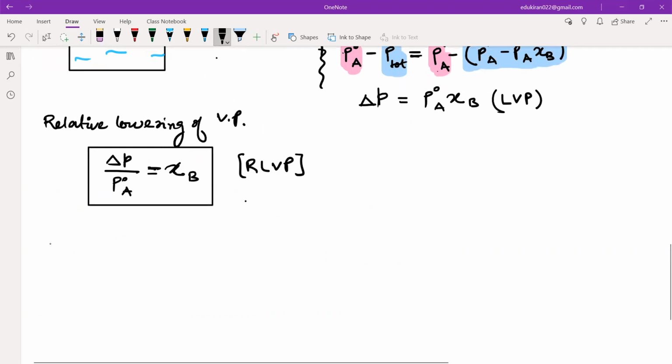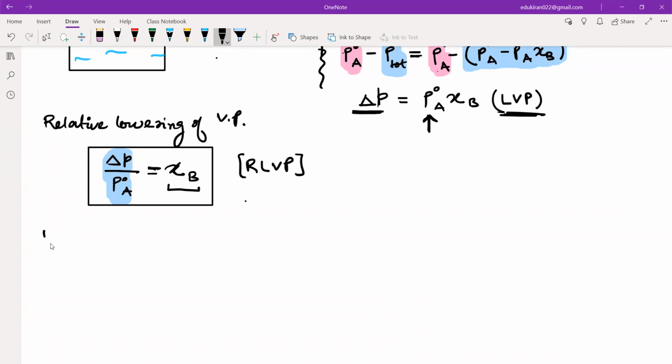Tell me, lowering of vapor pressure, that means delta P, is dependent on what? It is dependent on P naught A, and P naught A will change if I change the liquid. That means what type of liquid is present in the solution is also determining the lowering of vapor pressure. But the relative lowering of vapor pressure is only dependent on the amount of solute. It is not dependent on what the solute is or what the components in the solution are.